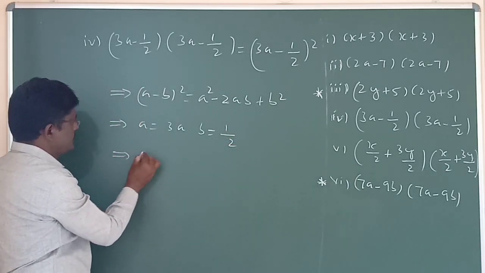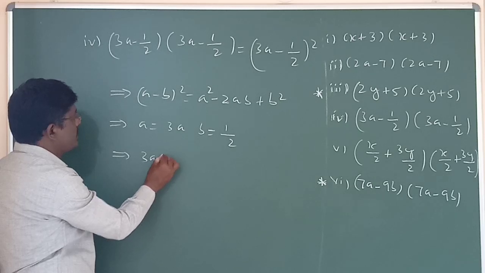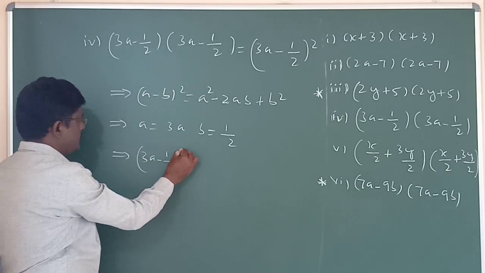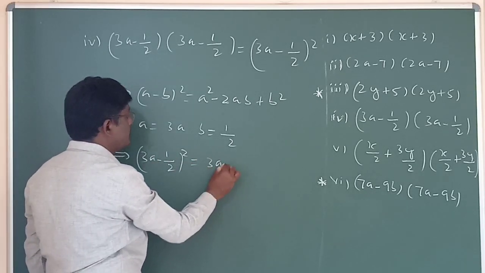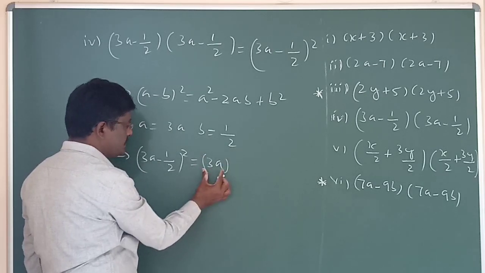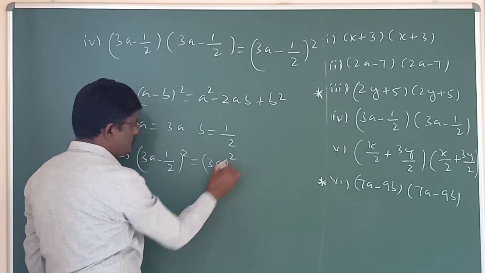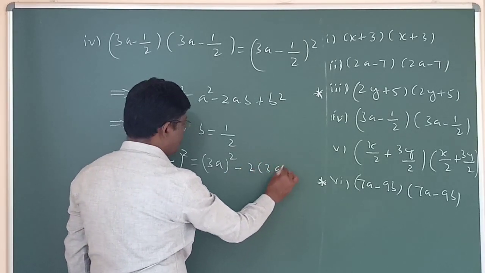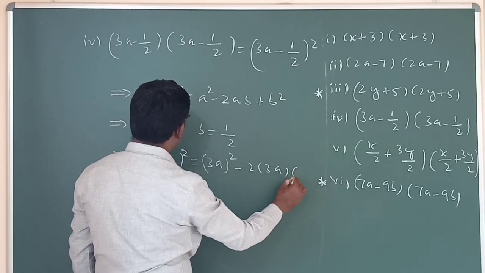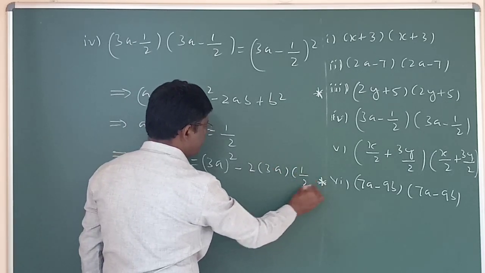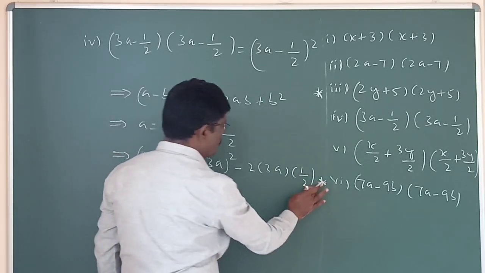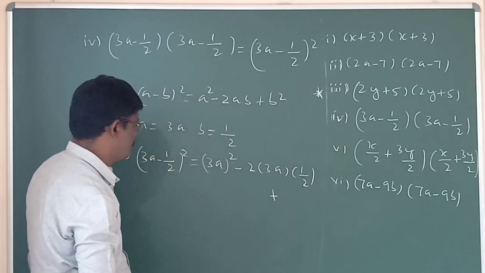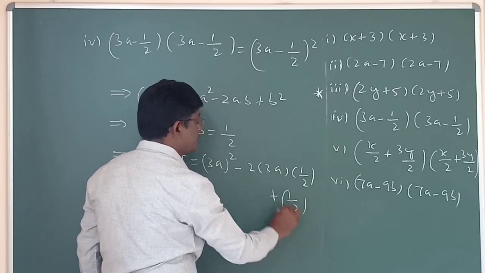This implies what? (3a minus 1 by 2) whole square equal to, 3a is a, b is 1 by 2: (3a) whole square, we must compulsorily introduce the brackets and put square, minus 2 into 3a into b, b is what? 1 by 2, plus, since no space here, plus b square, b is 1 by 2 whole square.